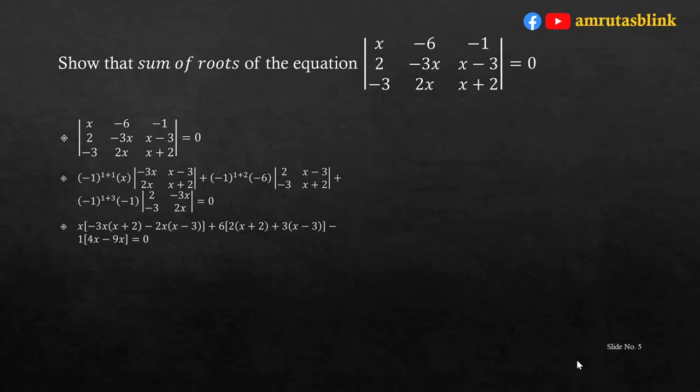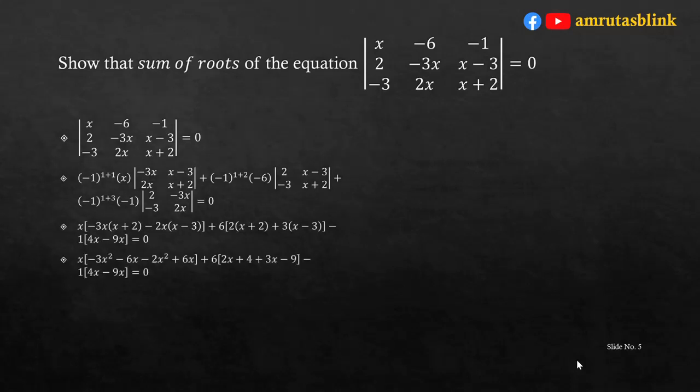Now, (-1)^(1+2) into -6 will become +6 into bracket 2x + 2 - (-3) will become +3 into x - 3, and (-1)^(1+3) into -1 will become -1 into bracket 2 into 2x is equal to 4x - (-3) into -3 will become -9x is equal to 0.